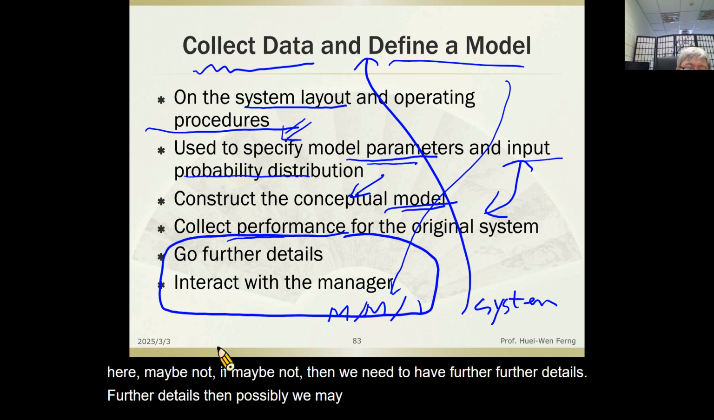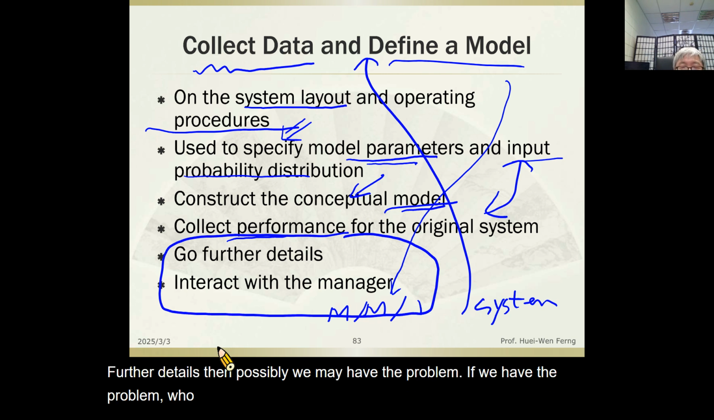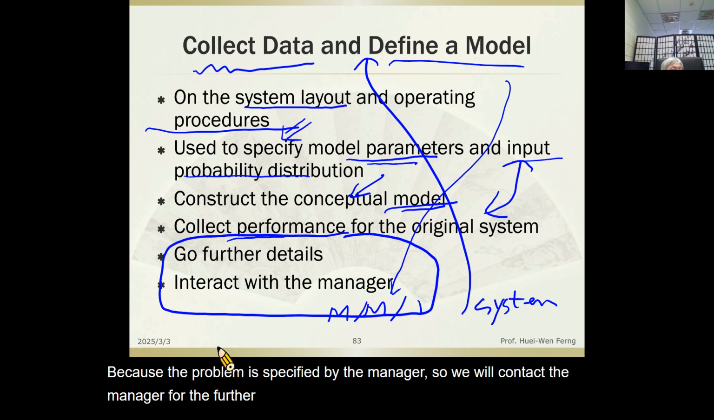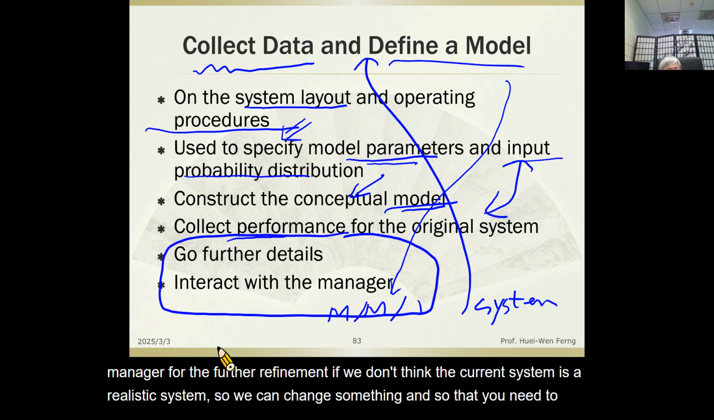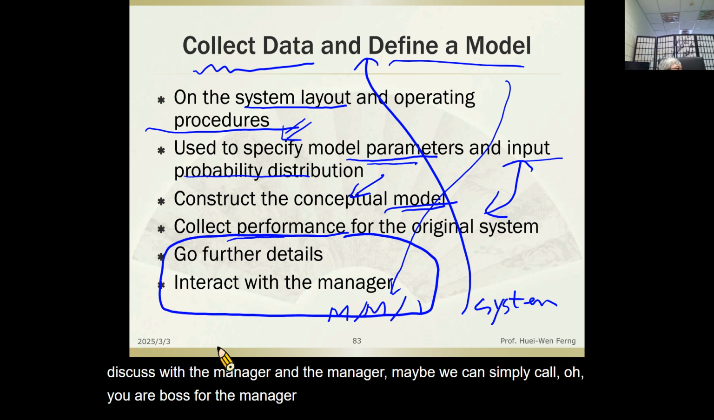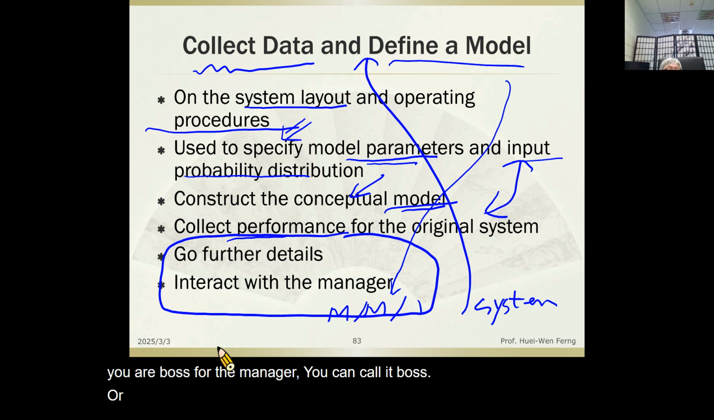Further details, then possibly we may have the problem. If we have the problem, who can you contact? Because the problem is specified by the manager, we will contact the manager for the further refinement if we don't think the current system is a realistic system. So we can change something, and so you need to discuss with the manager. And the manager, maybe we can simply call, oh, your boss. For the manager, you can call it boss. Or for the advisor, you can call him or her your boss as well. Well, this is the second step.